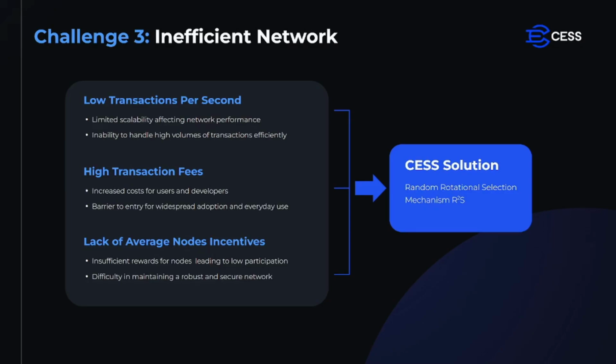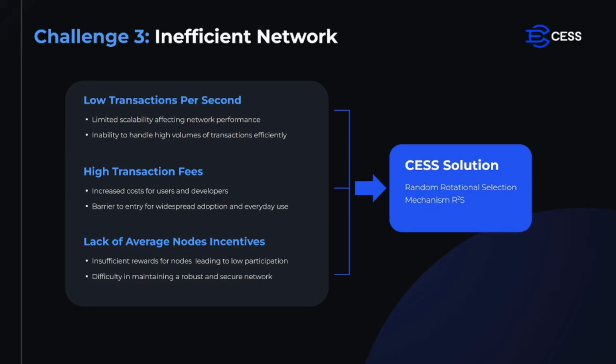Third, the lack of average nodes incentives. For a blockchain network to remain secure and decentralized, it is crucial to sustain consistent and attractive rewards for nodes. However, many networks struggle with providing sufficient incentives, leading to low participation. When nodes are not adequately rewarded, it becomes difficult to maintain a robust and secure network, as fewer participants may be willing to contribute their resources and efforts.